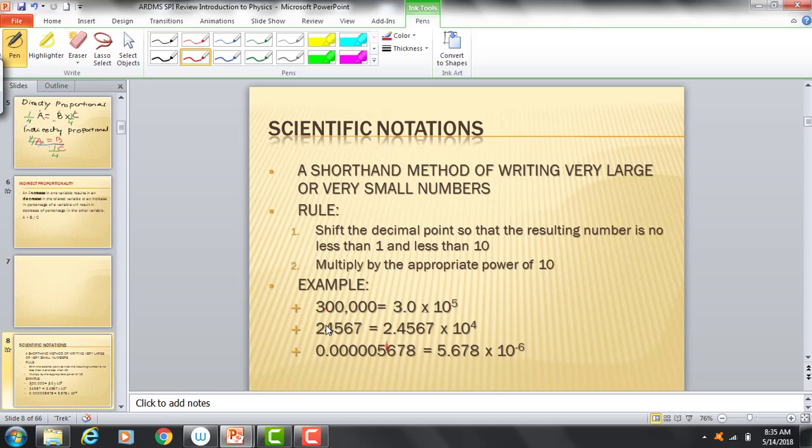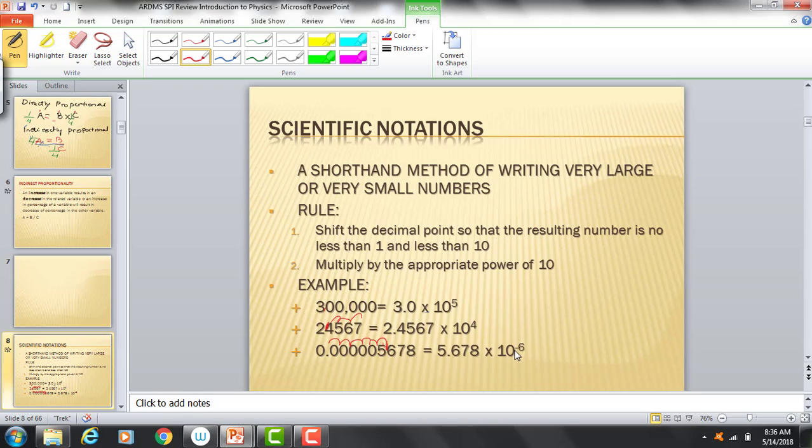Here we are going to put the decimal between 3 and 0 and then count the number of zeros. It is 1, 2, 3, 4, 5. So we're going to write 3.0 times 10 to the power of 5. Over here again, we're going to put the decimal between 2 and 4, and we're going to write 2.4567, and then we're going to count the numbers. It's going to be 1, 2, 3, 4. So we're going to write 2.4567 times 10 to the power of 4.